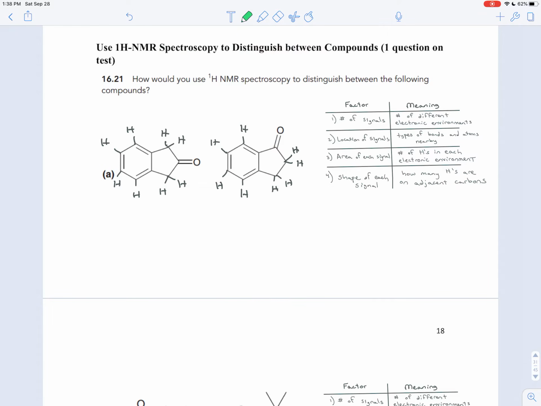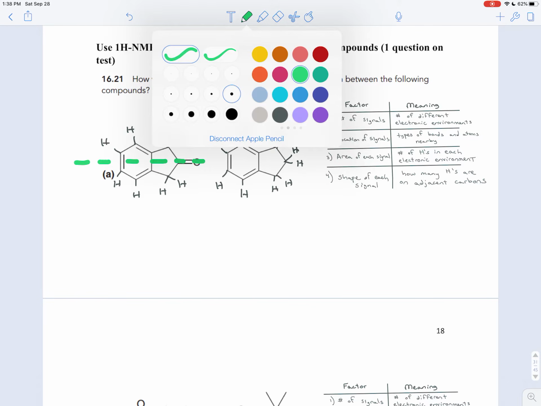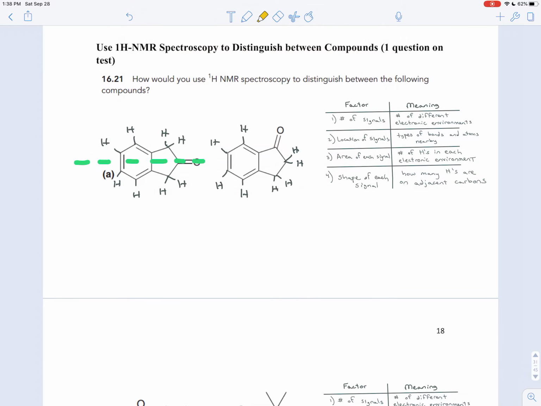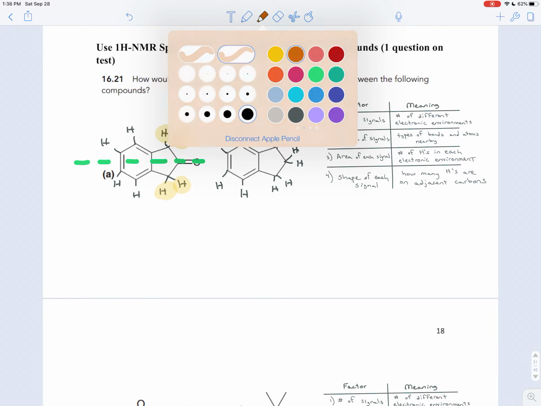Okay, well, in the molecule on the left, you'll notice that there is a line of symmetry right down the middle here. So that means everything on either side of that line is going to be in the same electronic environment. So for example, these hydrogens here are in the same electronic environment. They're both one away from a carbonyl and one away from a benzene ring. And so the hydrogens that match it on the opposite side of the symmetry are in the same environment. That's what it means to have symmetry. Everything surrounding those is the same.